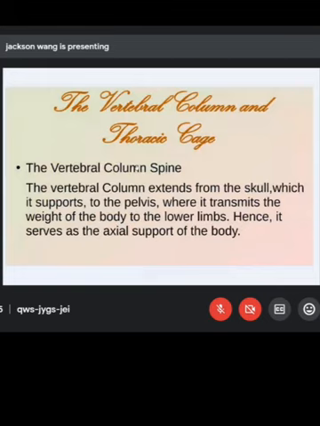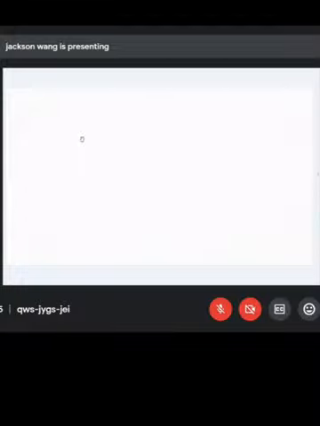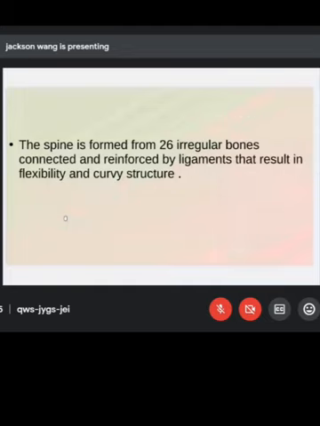The vertebral column and thoracic cage, la colonne vertébrale et la cage thoracique. The vertebral column or spine. The vertebral column extends from the skull, which it supports, to the pelvis, where it transmits the weight of the body to the lower limbs. Hence, it serves as axial support of the body. So the spine is formed from 26 irregular bones connected and reinforced by ligaments, which results in a flexible and curved structure.